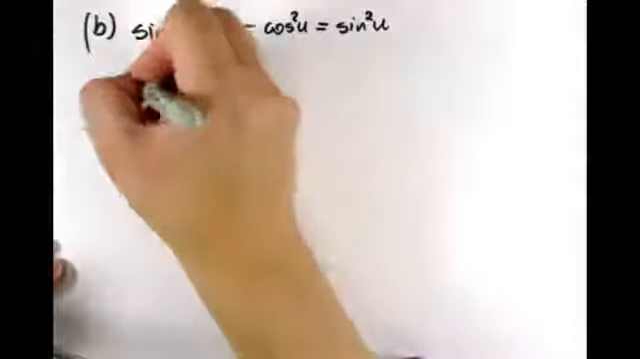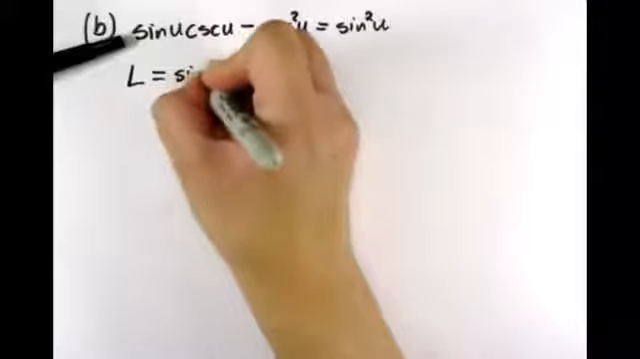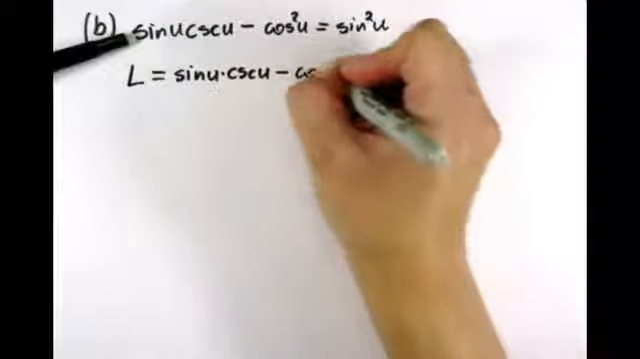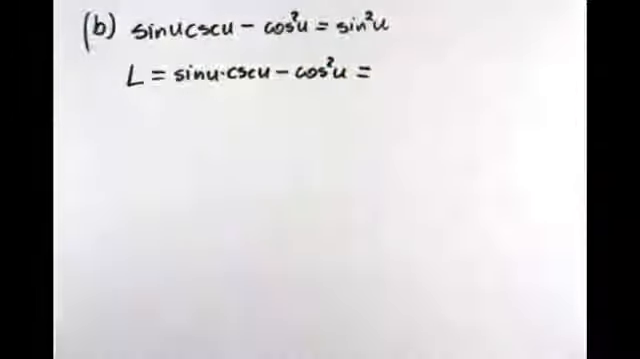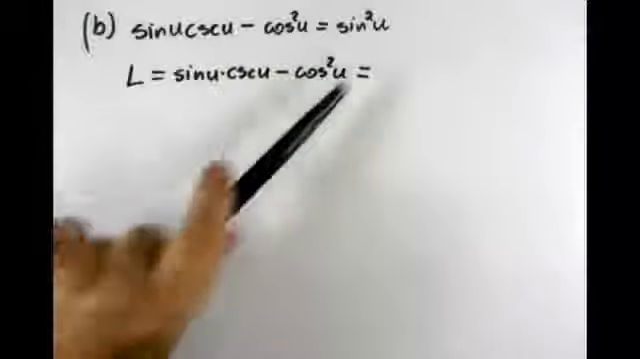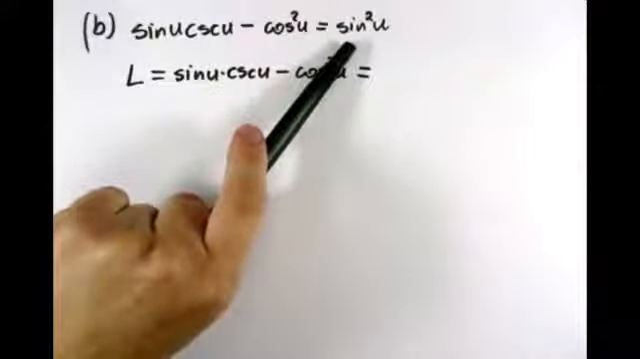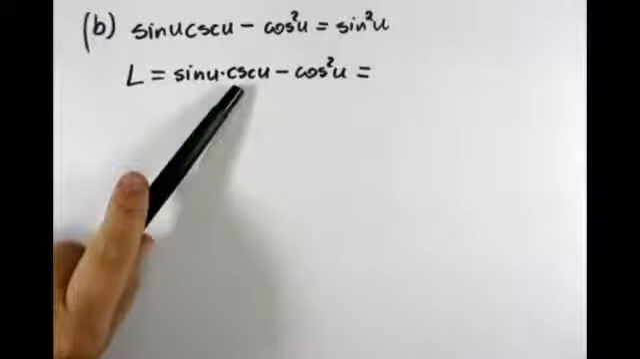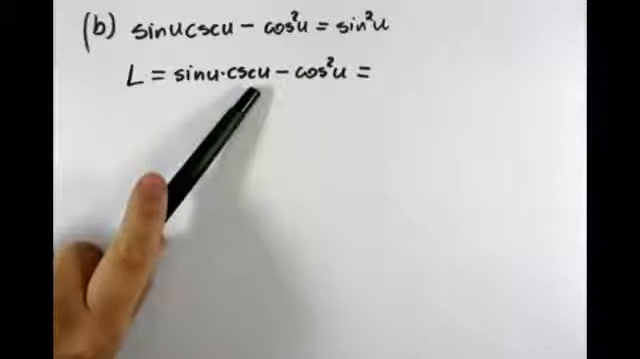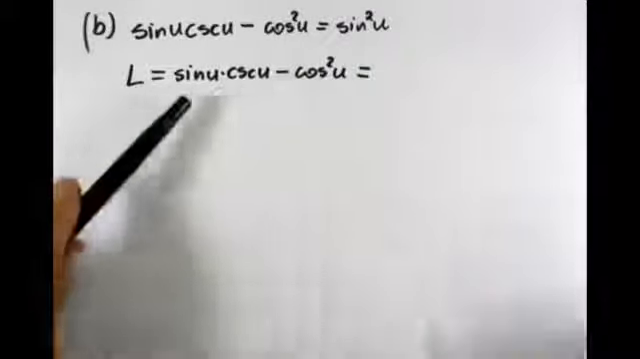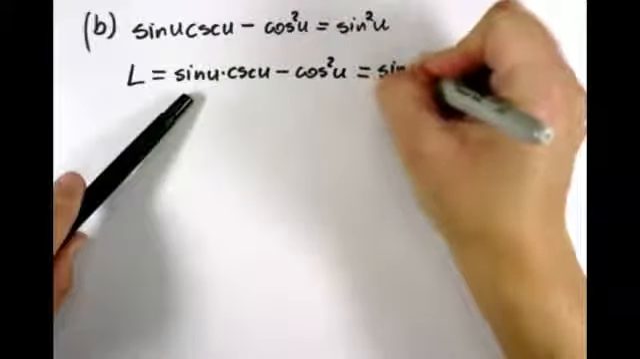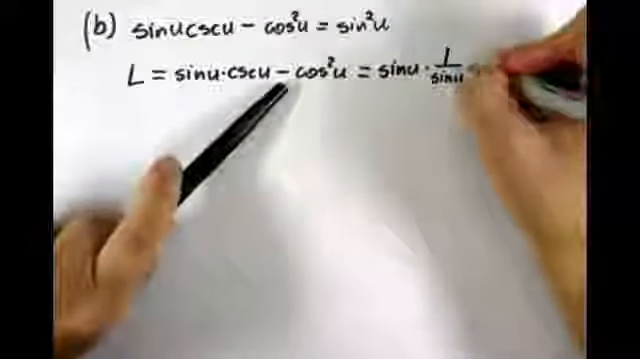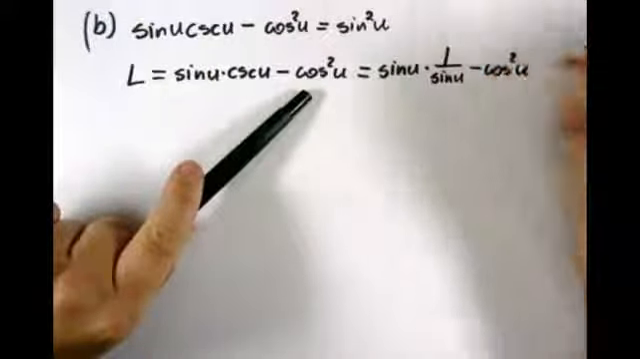So my left side of the equation is sine u cosecant u, between them is multiplication, minus cos squared u. Now we need to end up with sine squared u. So I need to substitute everything to sine or cosine. We know that cosecant u is nothing else but 1 over sine. So we have sine u times cosecant, which is 1 over sine, and then I have minus cos squared u.